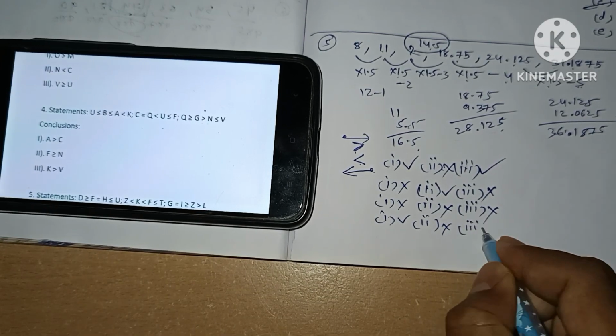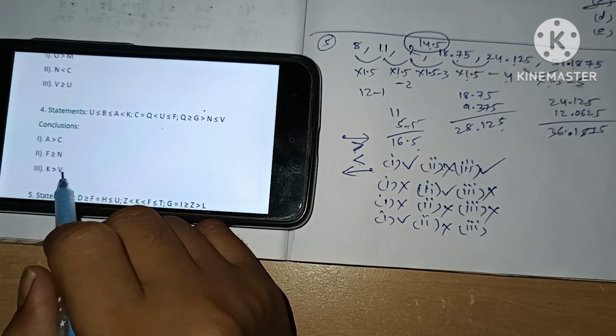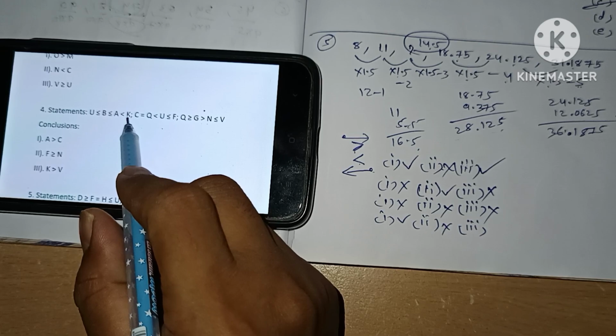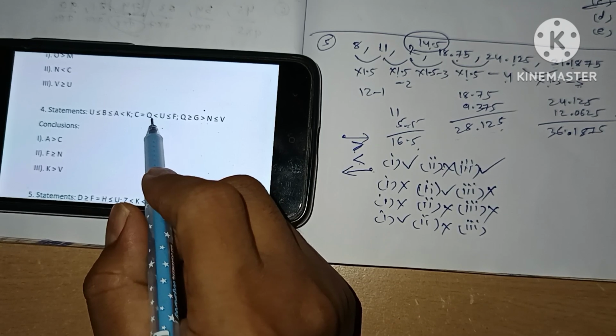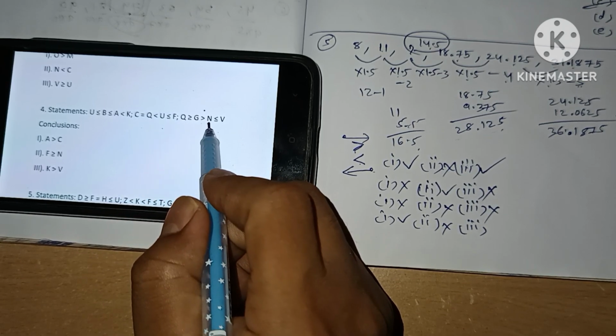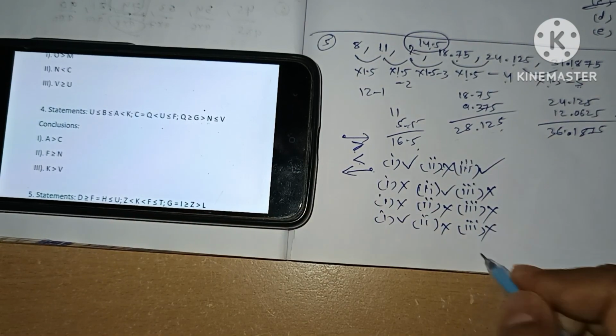Third conclusion, the flow from K to V. From K we can reach to A, B and U. From U we can reach to Q. From Q we can reach to N but not to V. So third conclusion is false.